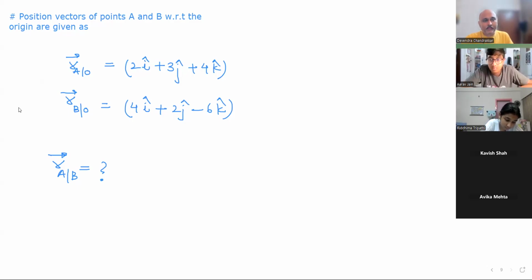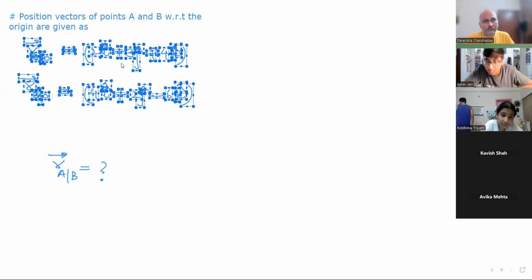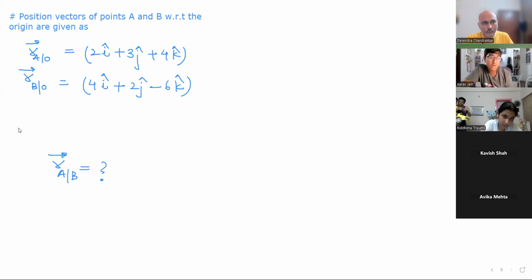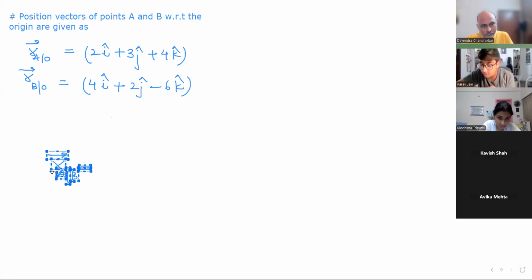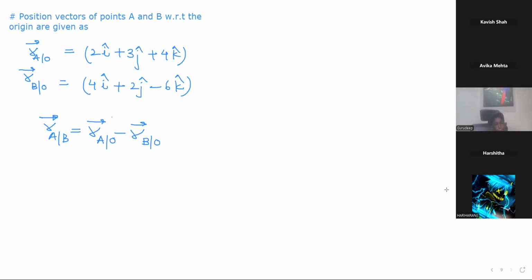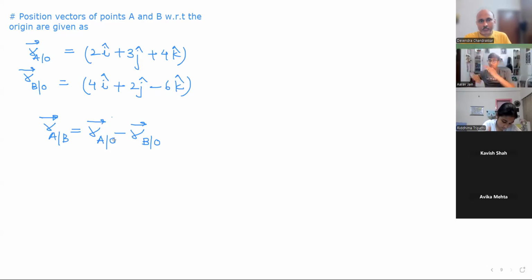Have you written it or not? Tell me quickly. Any answers for this? This is the position vector of A with respect to B. It is equal to position vector of A with respect to O plus position vector of B with respect to O. Then you add them up. Minus. How will it come? Anybody else? Tell me quickly.